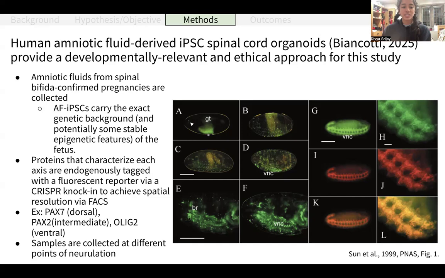We will also endogenously tag proteins that characterize each part of the axis with a fluorescent reporter so that we can perform FACS and isolate single cells at a spatial level. And we will do the same process at 3 different time points in the neurulation process, so that we can achieve both spatial and temporal resolution. As an example, we could use PAX7, PAX2, and OLIG2, which are very specific to different parts of the embryo. And this figure is just an example of what that might look like.